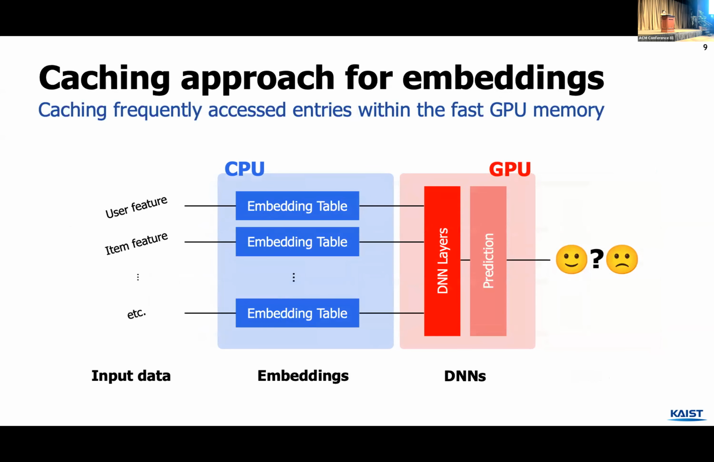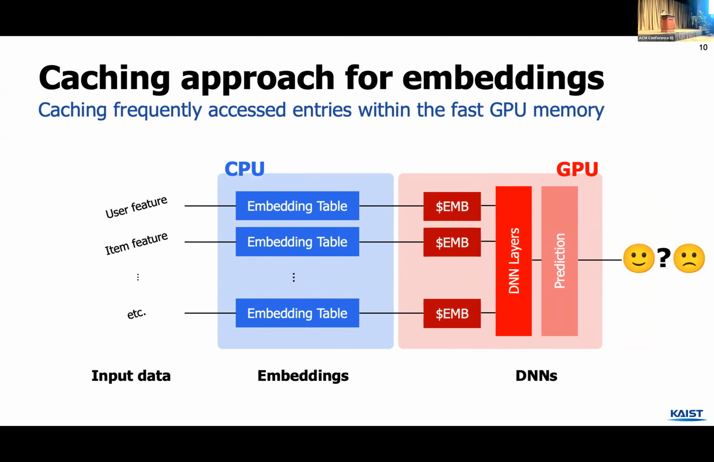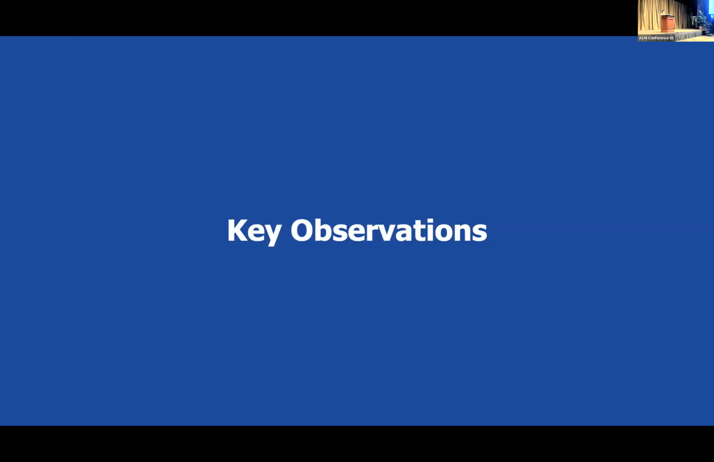In these circumstances, to mitigate the CPU bottleneck, it is natural to think about a caching approach that caches frequently accessed hot embedding entries within the fast GPU memory. There were a few prior works utilizing these kinds of embedding caches using GPU memory. However, the embedding cache itself has not yet been discussed much, nor how we should implement these caches in real systems. Our research provides a solution to this question. From now on, I will introduce the most important key observation of our research that enables our performance-effective embedding cache design for recommendation training.